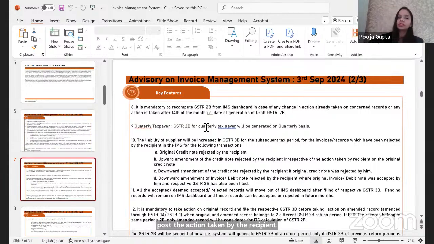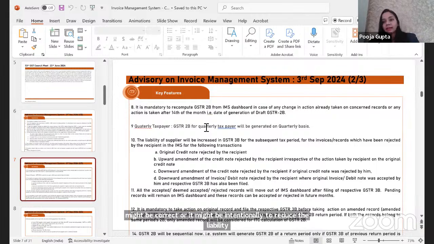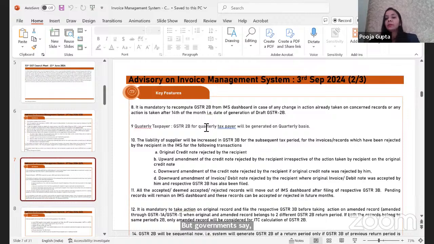Let us suppose a supplier has furnished an invoice of 50K that was accepted by the recipient, but later on the supplier reduces the value. There might be many reasons. It might be correct, or it might be done intentionally to reduce the liability. But the government says no: after acceptance, if you do a downward amendment in the invoice or debit note, that will also become a liability in the GSTR 3B.